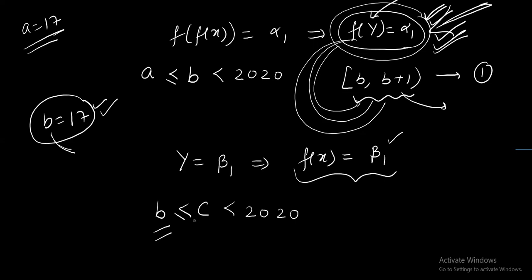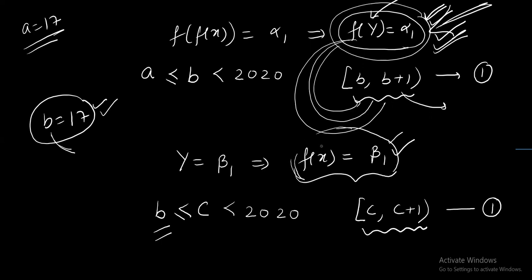There exists an integer c such that in every interval c to c plus 1, I will be getting one solution for this equation, where c is greater than or equal to b but less than 2020. In the previous case, I was counting by tracing the graph and counting the number of points of intersection in every situation. Here, instead of tracing the graph, we are just explaining it with the help of combinatorics. We are just writing in general that every interval of this kind will contain one solution.